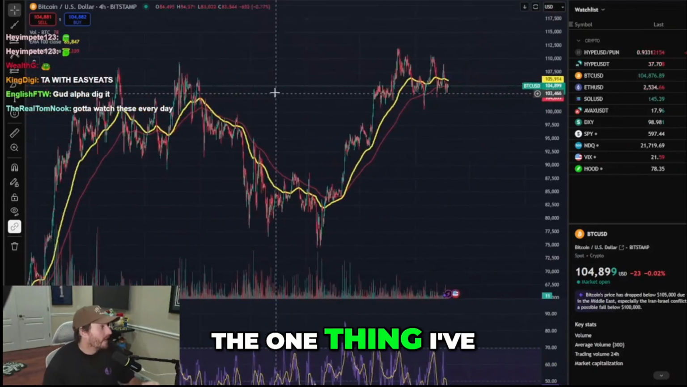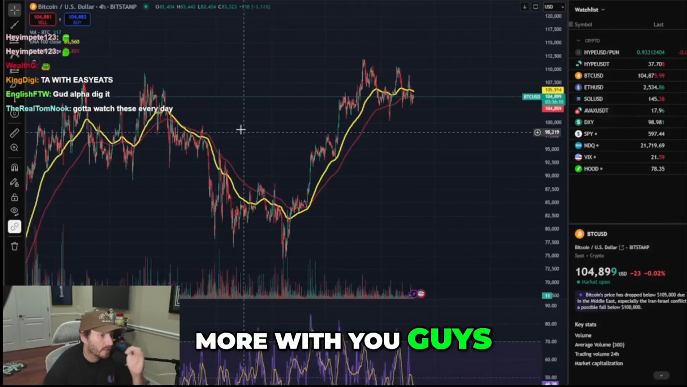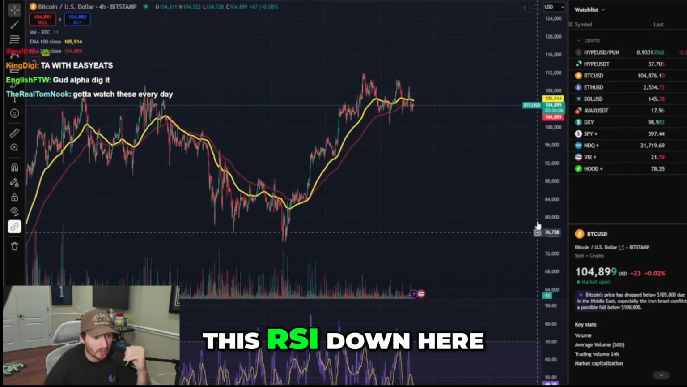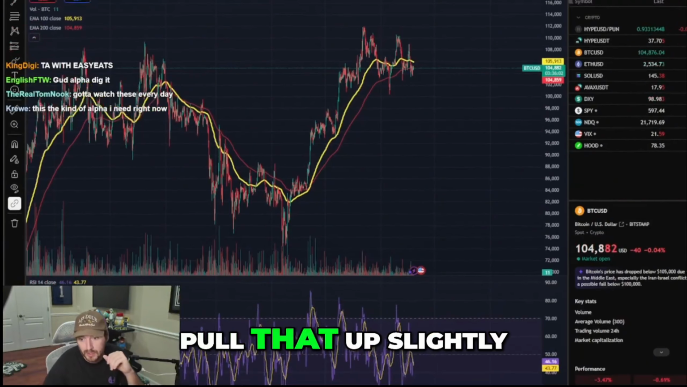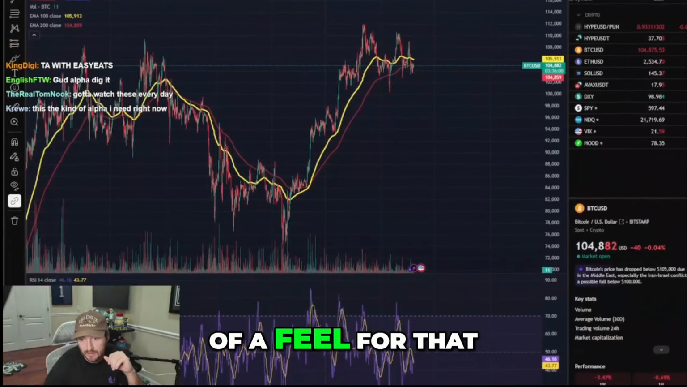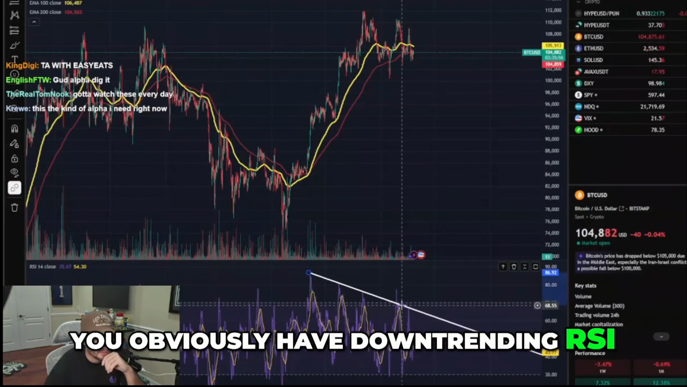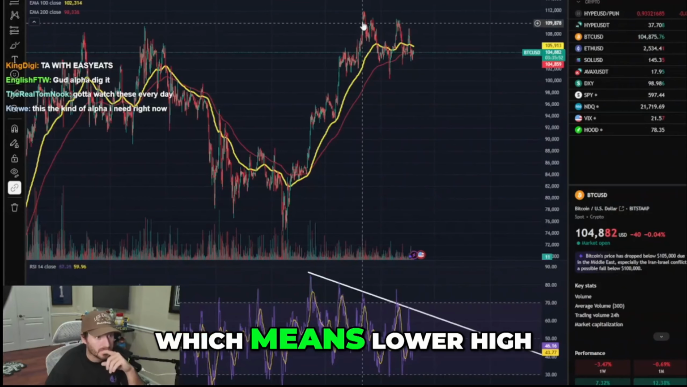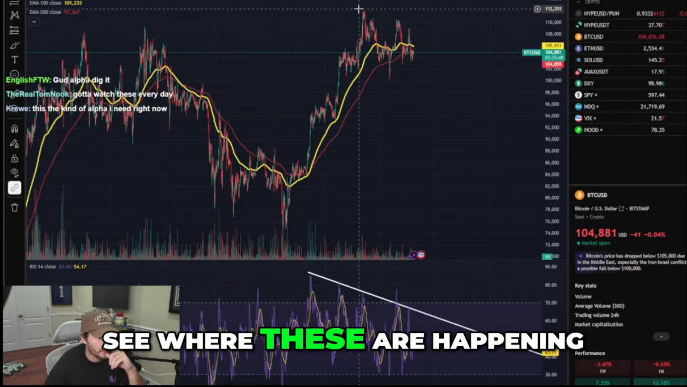But this is like the one thing I've been doing a lot, and I wanted to share a little bit more with you guys, because the bigger thing is you want to look at higher time frames, because we also have this RSI down here, this relative strength index, which let me just pull that up slightly so that you guys can get a little bit of a feel for that. You obviously have downtrending RSI right here. Lower highs, which means lower high, lower high, lower high. And we can even see where these are happening.